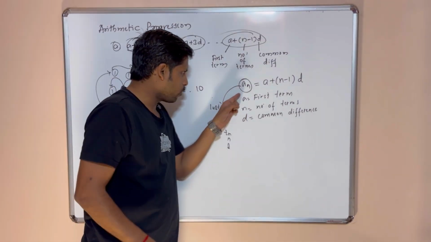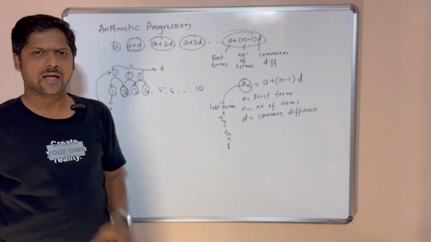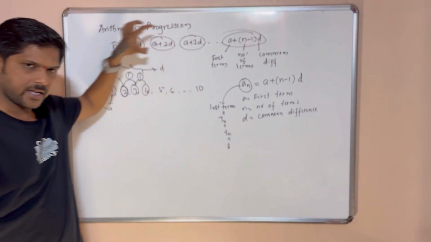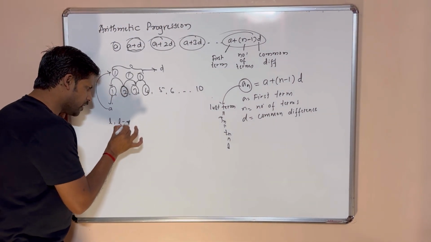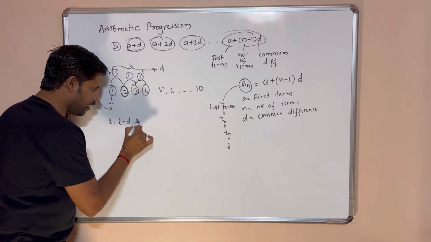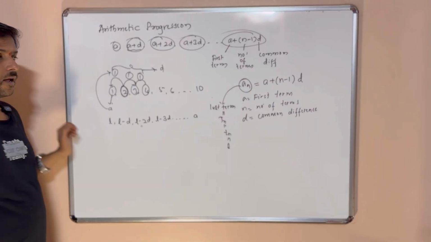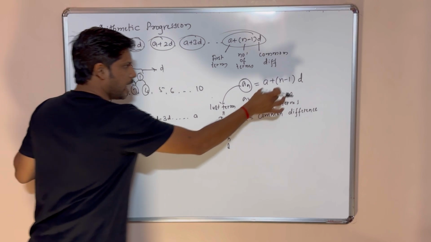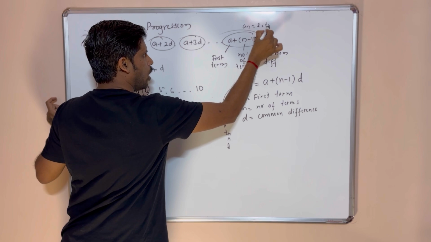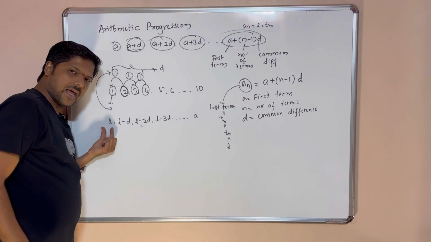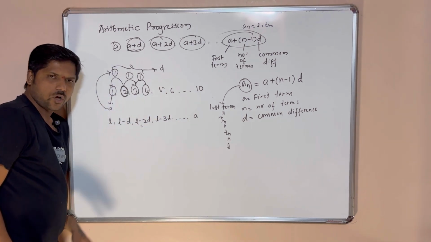In the exam, they can give any term, an or tn or l. L is the last term. If I am going to write this series from the last, this can also be written as l minus d, l minus 2d, l minus 3d, and so on up to a. Last to first, as we know that a plus n minus 1 d is the last term, so this can also be written as an, or l, or tn. Here I have used l.